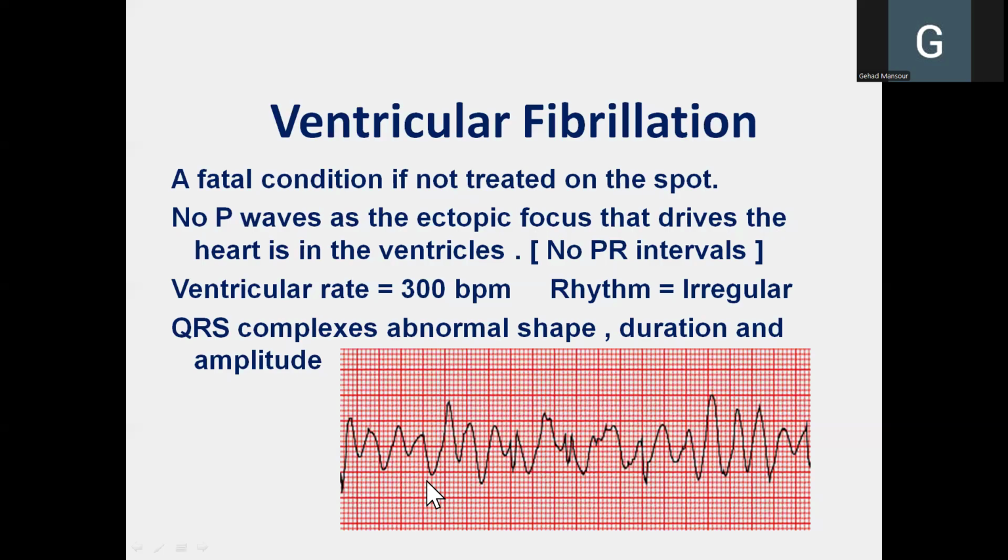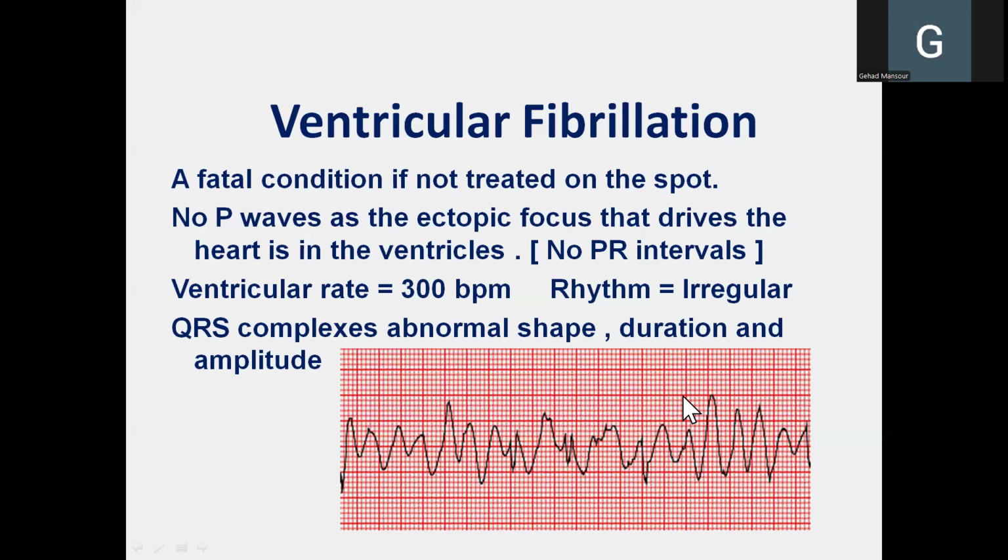The P wave is masked because atrial activity is masked. The wave of repolarization of the ventricles, which is the T wave, cannot be distinguished from the electrical activity of depolarization. Of course, the QRS complexes are chaotic. They are very broad. They are sometimes bifid, as you can see here. They are irregularly irregular. The rate is very rapid.